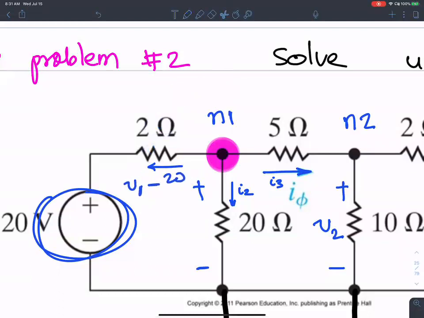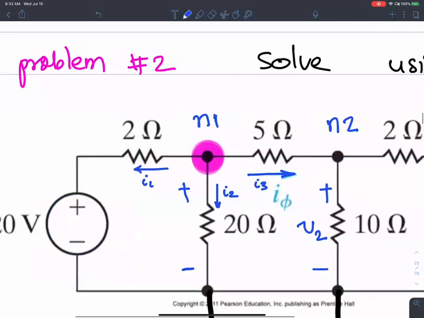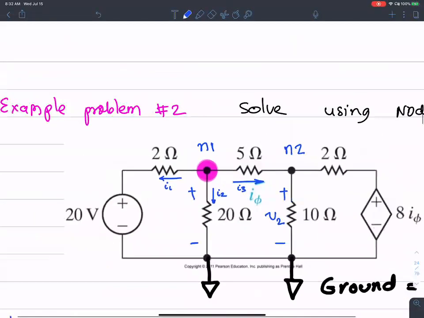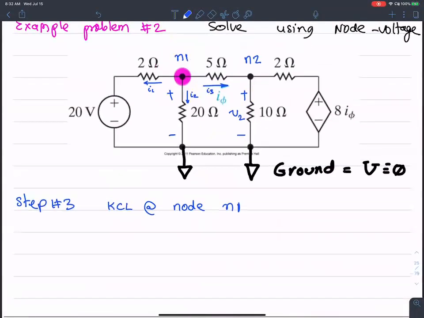V1 minus 20 volts by 2 ohms. That's the value of the current leaving left using Ohm's law. So I can call it I1 and then write it as V1 minus 20 by 2 ohms. That's exactly what I'm going to do.